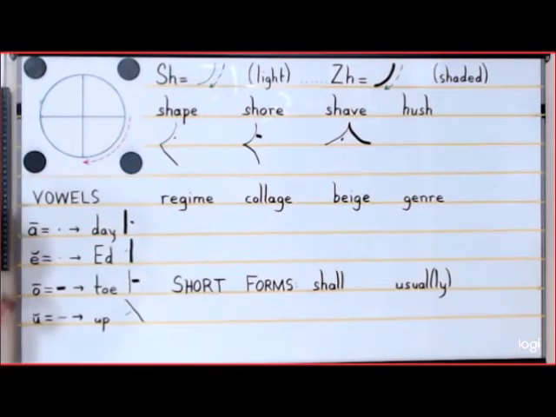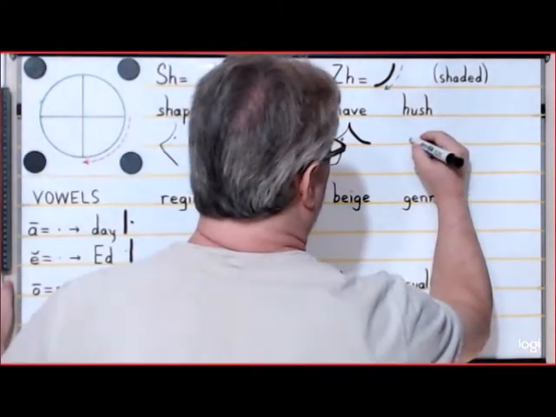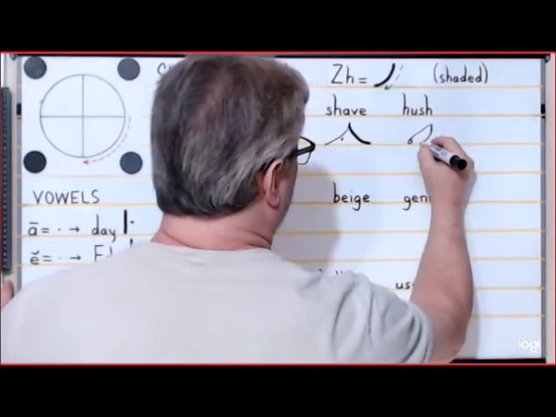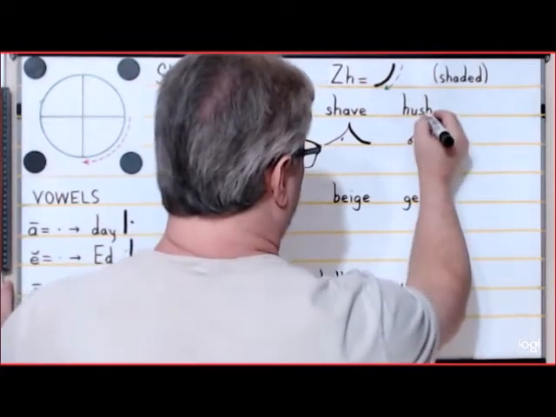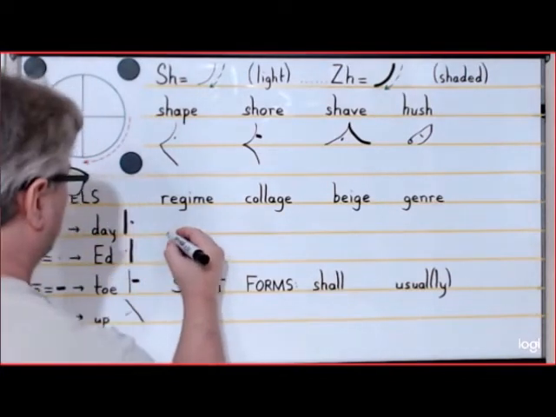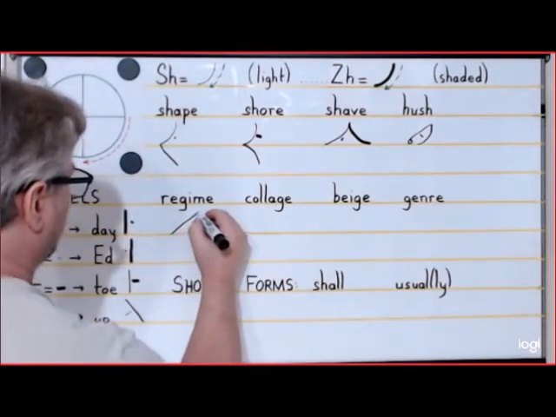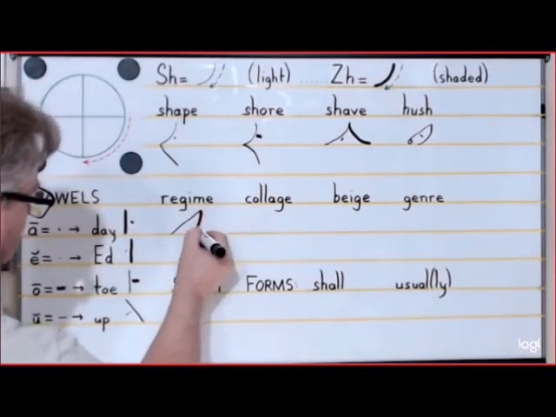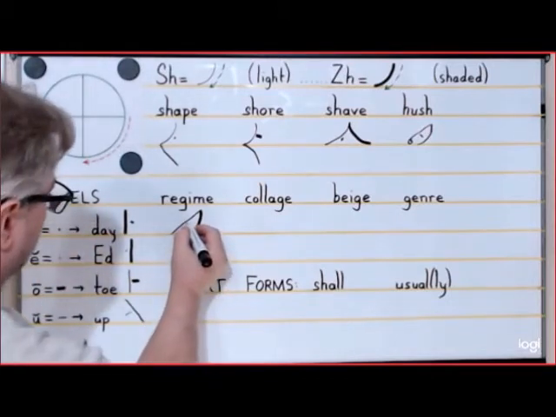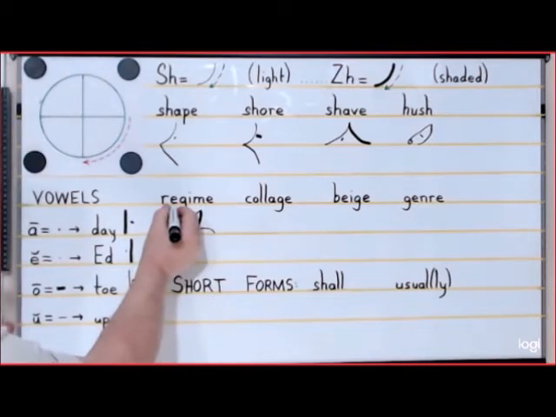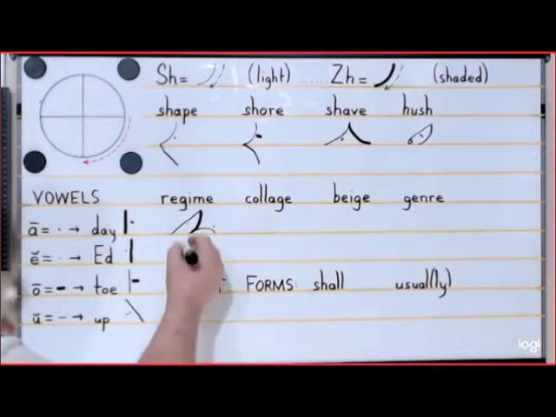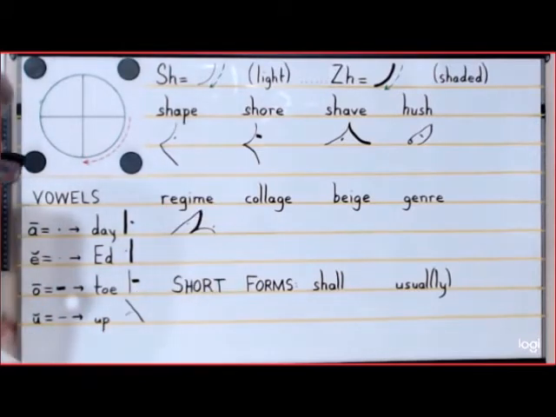For the word hush, it is the H, and then the SH, and then the light dash for the short U sound. The word regime is an R, and then a ZH, and then an M. For the vowels, a light dot for the short E here, and then a heavy dot in the third position before the M for the long E sound in regime.